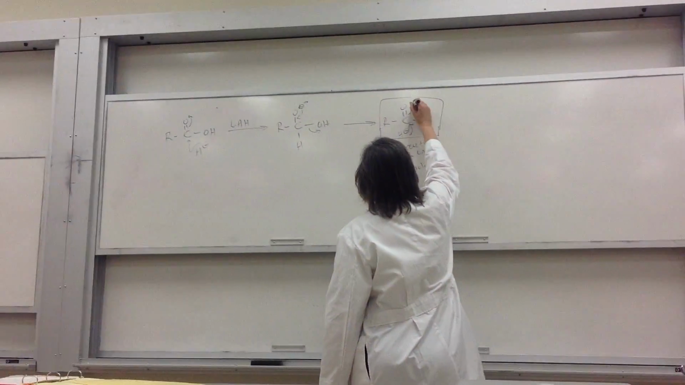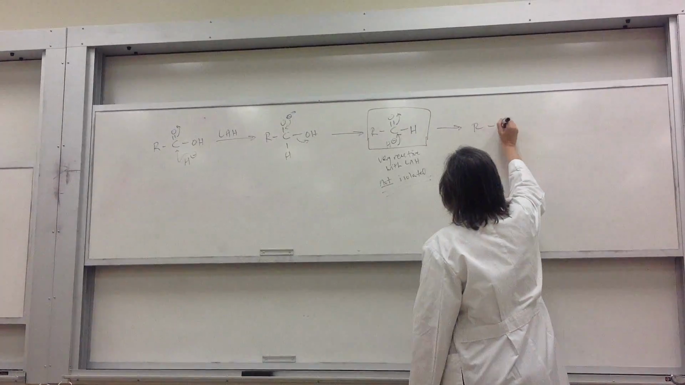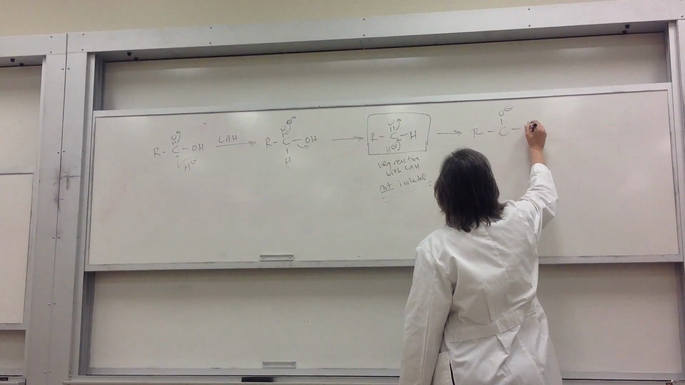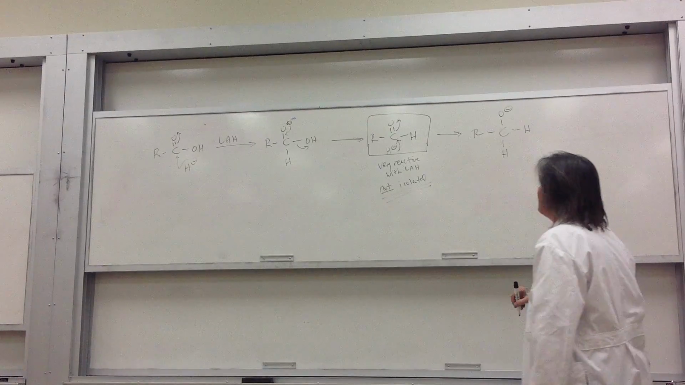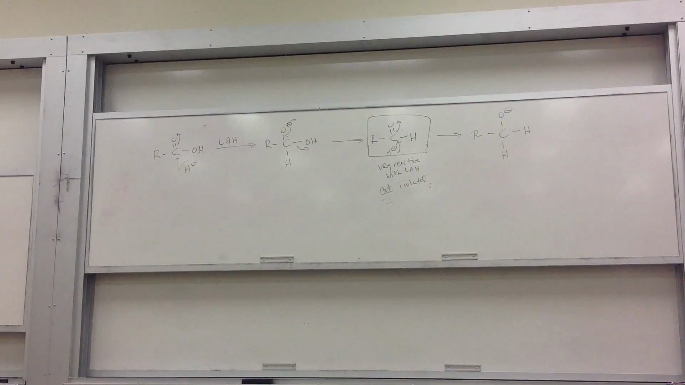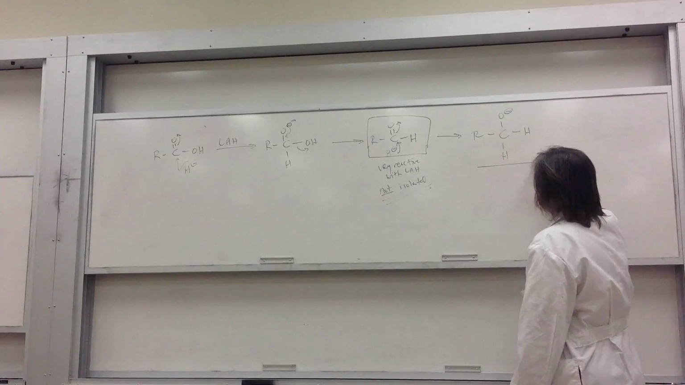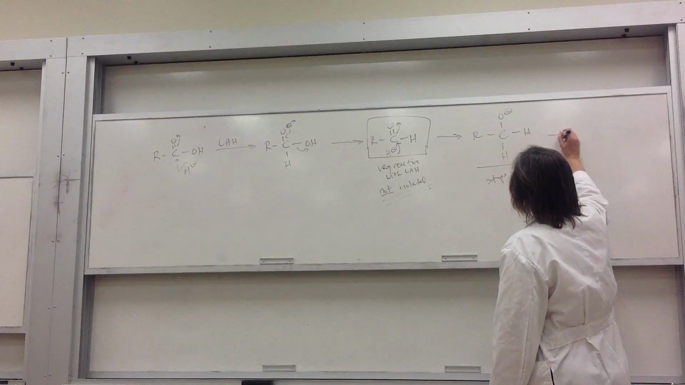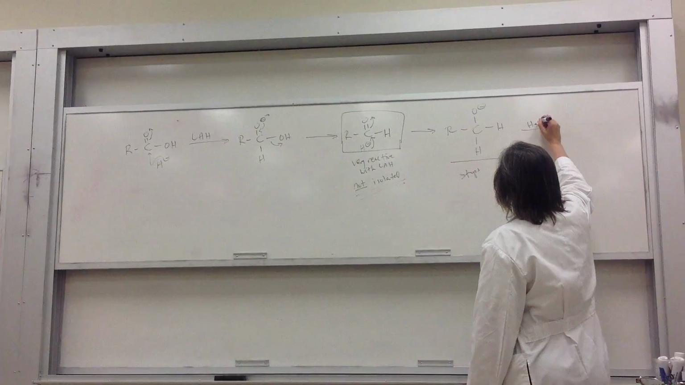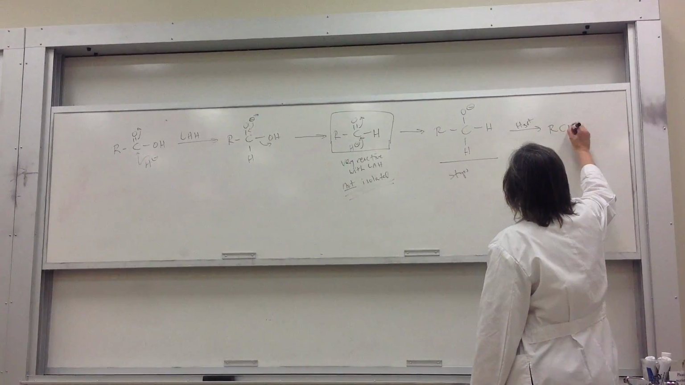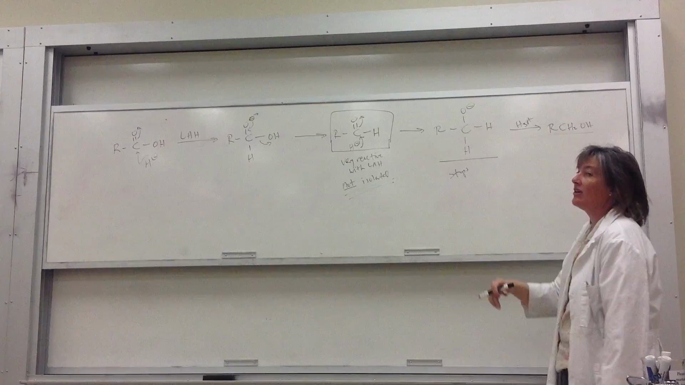Hydride attacks it, electrons go up. They cannot come back down and kick out H minus. That's not going to happen. So it sits here and stops. And when you add H3O+, you have gotten to your alcohol.